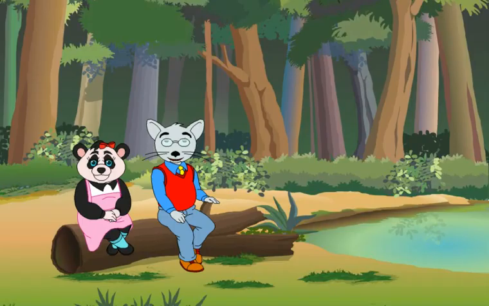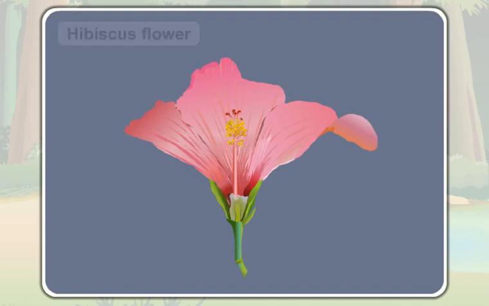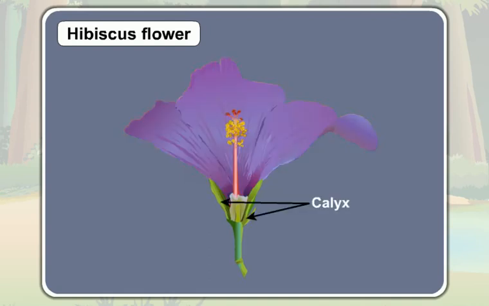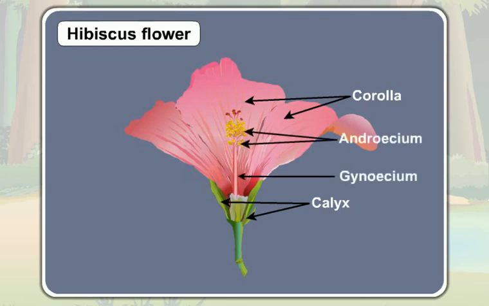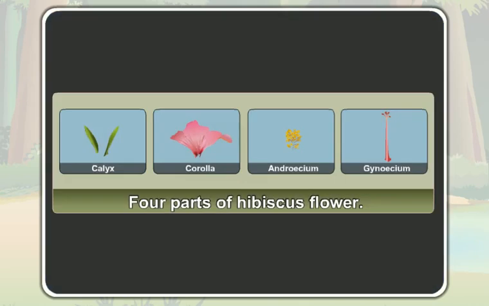Students, this is a hibiscus flower. Look at its different parts. It has calyx, corolla, androecium, and gynoecium. The hibiscus flower has all the four parts of a flower.